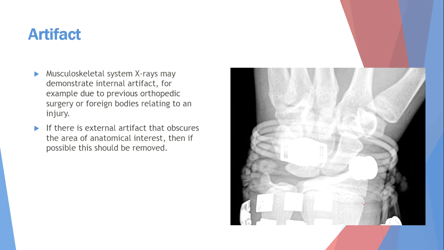Artifacts. Musculoskeletal system X-rays may demonstrate internal artifact, for example, due to previous orthopedic surgery or foreign bodies relating to an injury. If there is external artifact that obscures the area of anatomical interest, then if possible this should be removed.